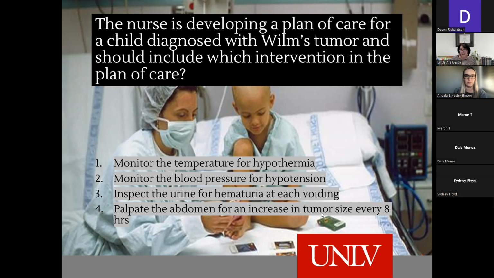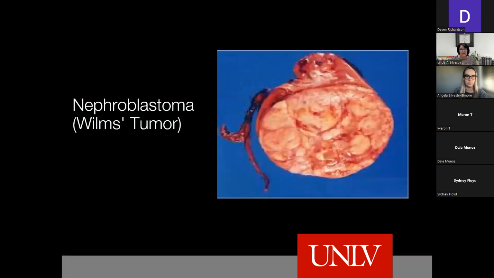Fever is a manifestation of this Wilms tumor. So you wouldn't monitor the temperature for hypothermia, you'd monitor it for hyperthermia. And it's an intra-abdominal and renal tumor, so you would monitor the blood pressure for hypertension. Hypotension does not occur. So your answer here is 3, and usually surgery and chemo combined is done to treat this tumor in the child. All righty, and here is a picture of a Wilms tumor that was removed. So that looks pretty awful.